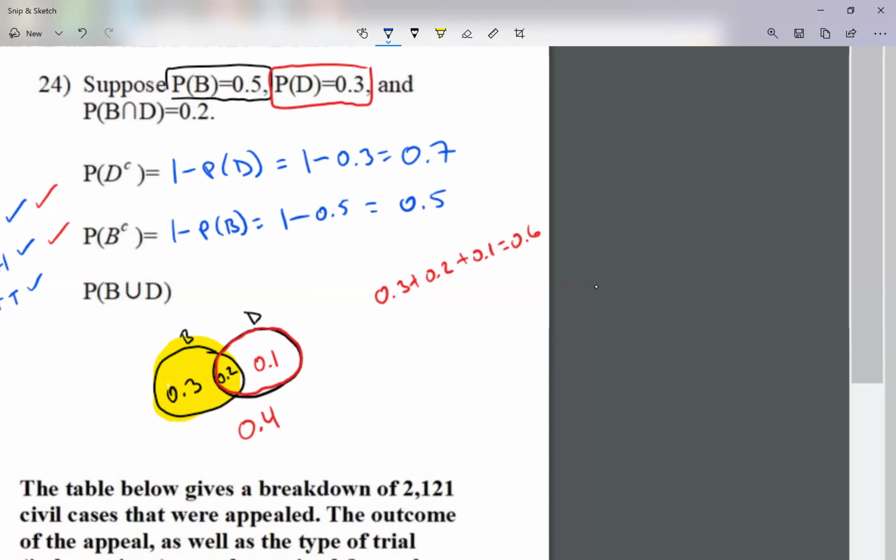Probability of B union D. Okay, so this is interesting. So all the probabilities that do B and D. So I'm going to add 0.3 plus 0.2 plus 0.1. I'm going to add them all. So the sections that are B or D or even B and D, the section that they both share. Add them all up and it should give you 0.6. Okay, that was pretty fun.